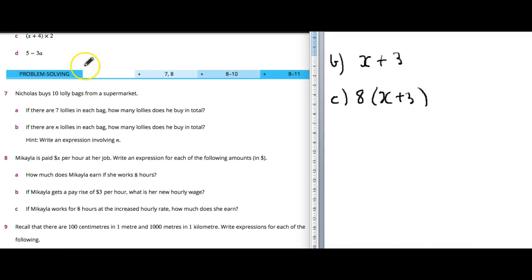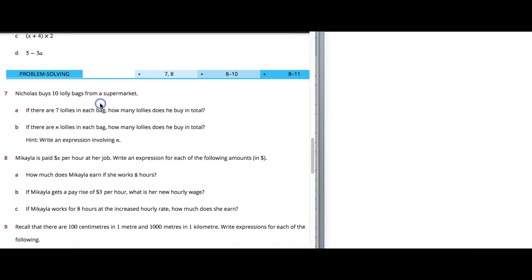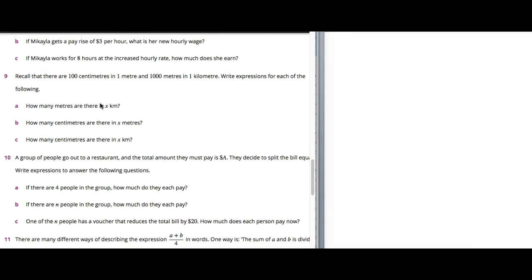All right, let's have a look now at question 9. Whoops, didn't mean to do that. Okay, and I'll put 10 up at the same time. Okay, recall that there are 100 centimetres in 1 metre and 1,000 metres in a kilometre. Write an expression for each of the following. So how many metres are there in X kilometres?